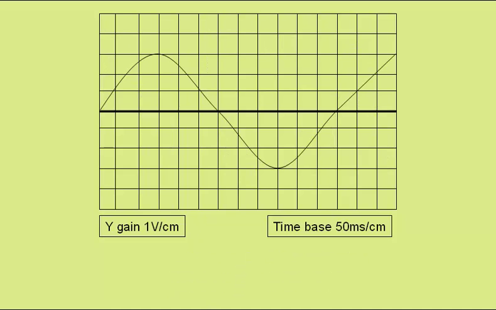Another supply now, and now the settings have changed. Now the Y gain is 1 volt per centimeter, so the peak voltage is 1, 2, 3 volts. So we can write the peak voltage, 3 centimeters at 1 volt per centimeter, is 3 volts.